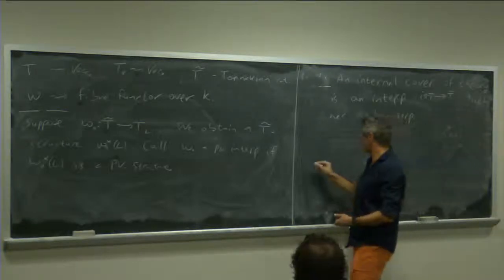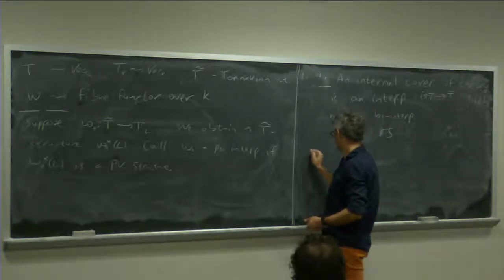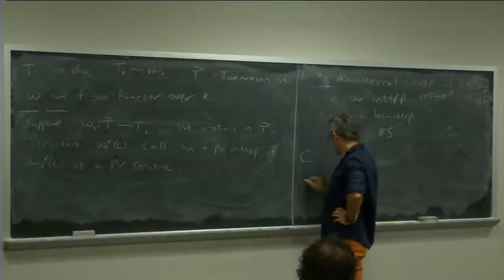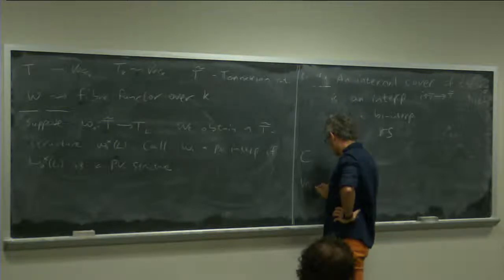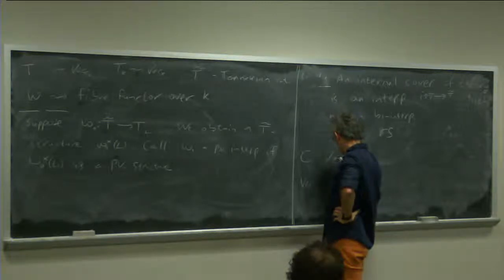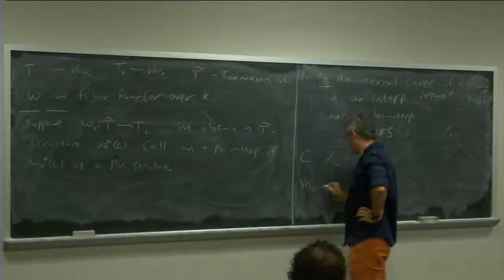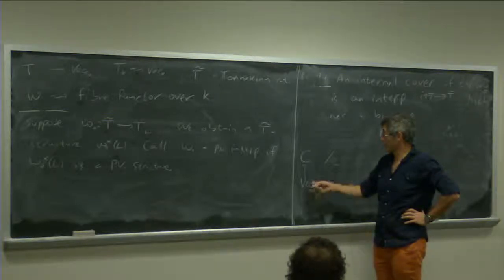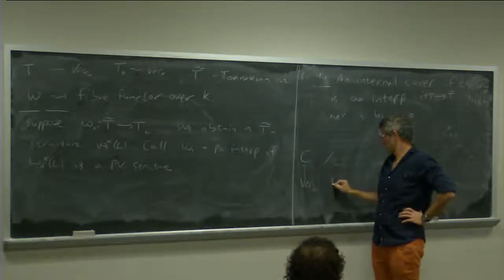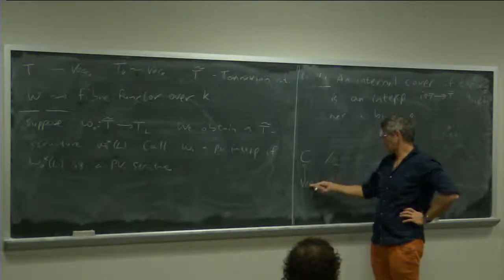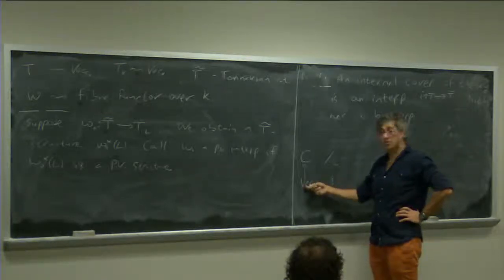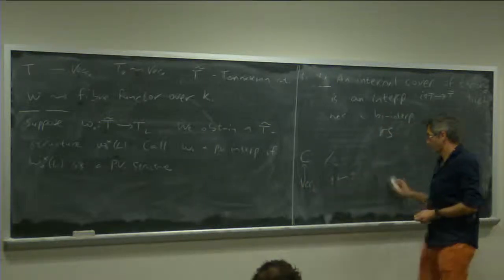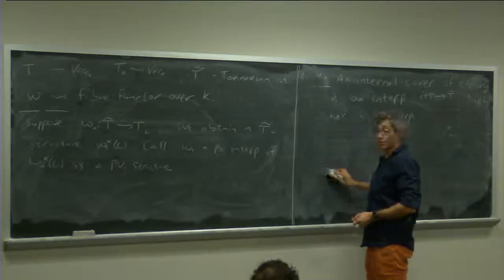If you have a Tanakian formalism, a Tanakian category C over L, then you always have a unique tensor functor from VEC L to C. It's just L being the endomorphisms of the unit object. It sends one to one. This is a category that is generated by one. Yes, that's what I use.